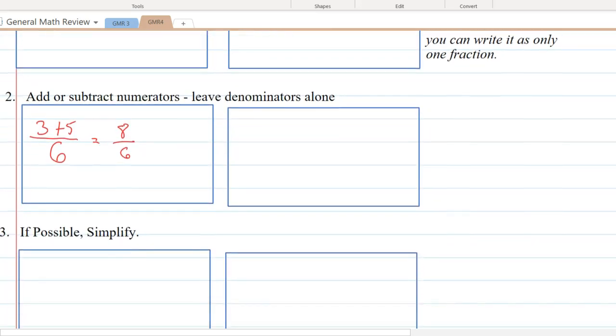Next, we're going to simplify. Well, I know that 8 is divisible by 2, and I know that 6 is divisible by 2. And so that gives me 4 over 3. Now, sometimes an improper fraction is okay, but sometimes you need to use a mixed number. Ask yourself, 3 times what number goes into 4? Well, 3 times 1 goes into 4 with 1 left over. So I have 1 and 1/3.